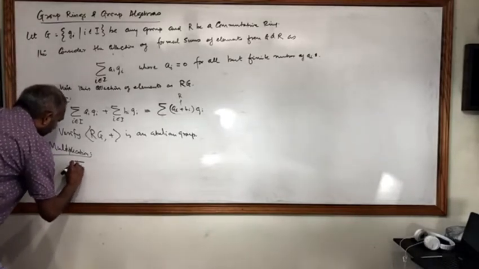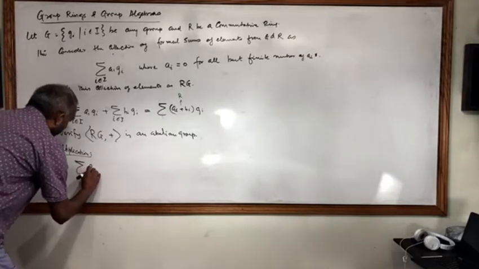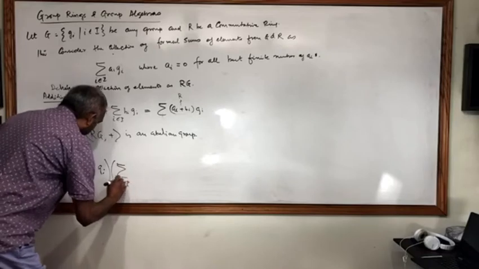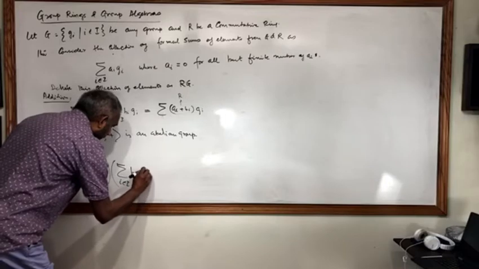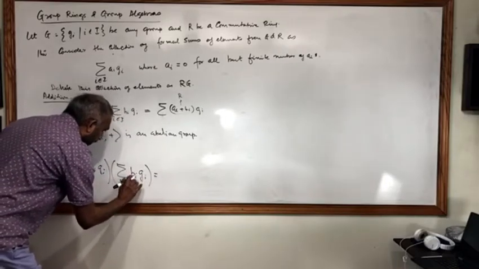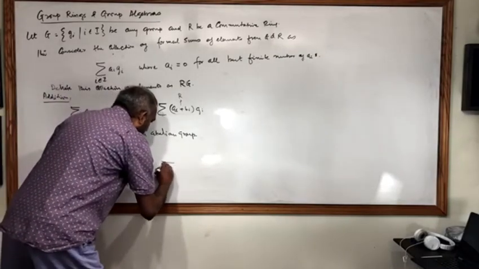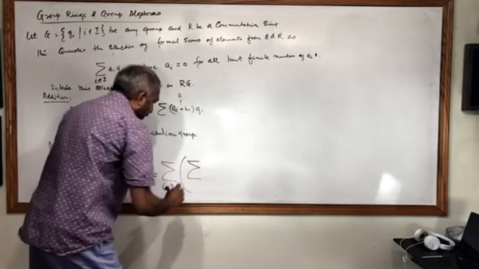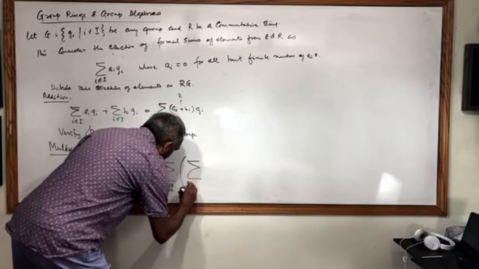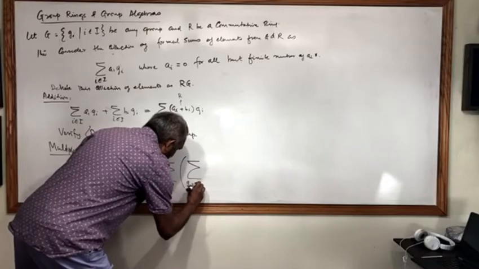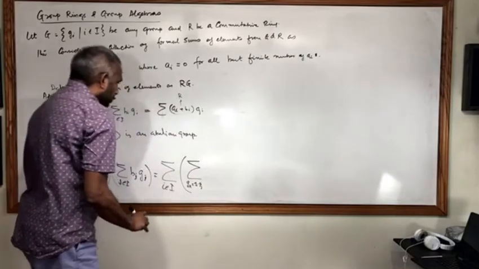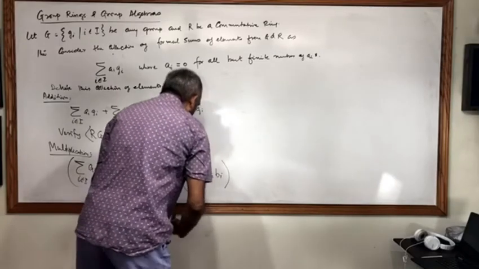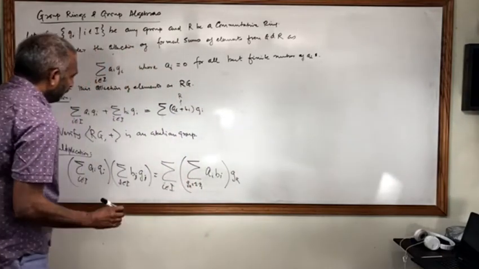is defined by sigma i belongs to I, Ai Gi times sigma Bj Gj is equal to sigma over i and j, then sigma, where Gi times Gj is equal to Gk, of Ai Bj times Gk. I'll explain what this means.